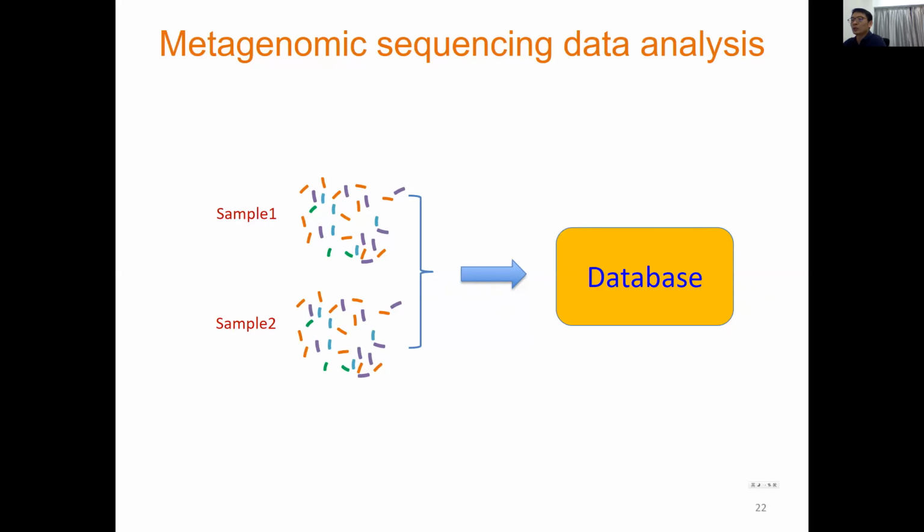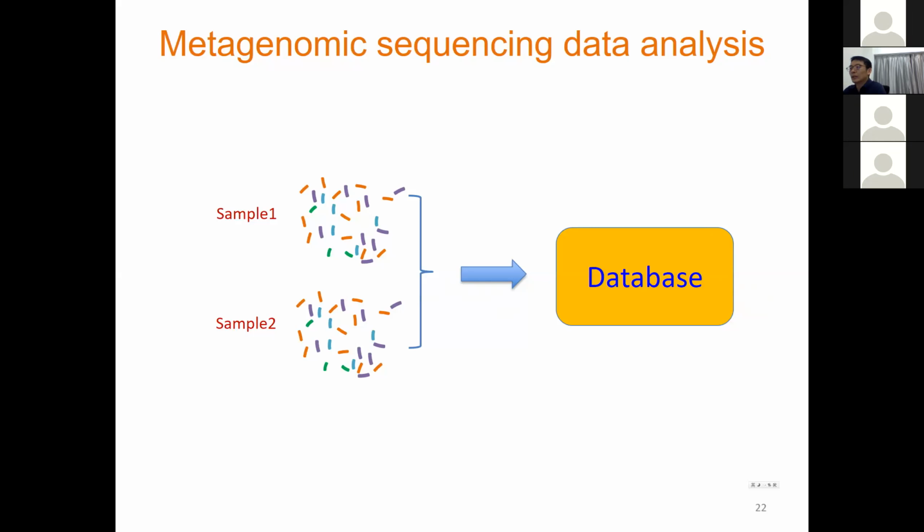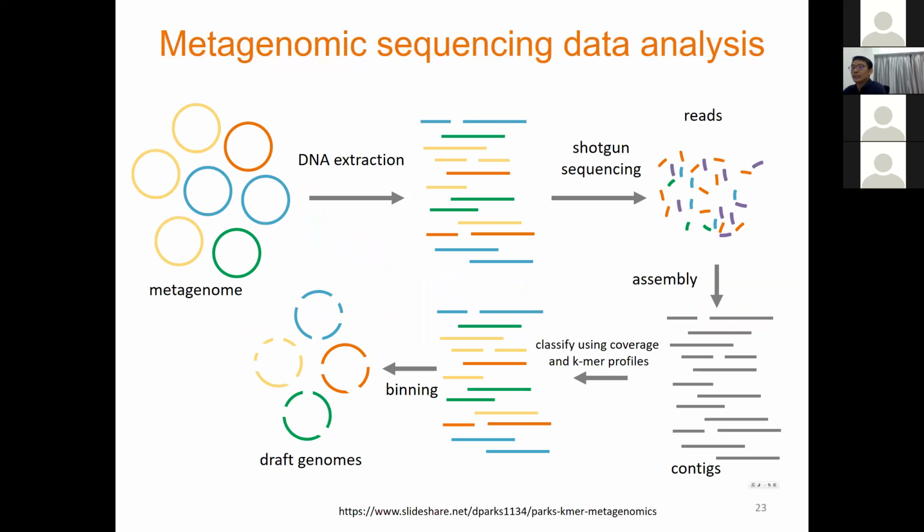Moreover, due to the short read length, sometimes the comparison result may not be very reliable because the sequence length is too short. And moreover, by using this method, we cannot know the host of the gene. We can only know the function of a gene, but we cannot know which bacteria carries this gene.